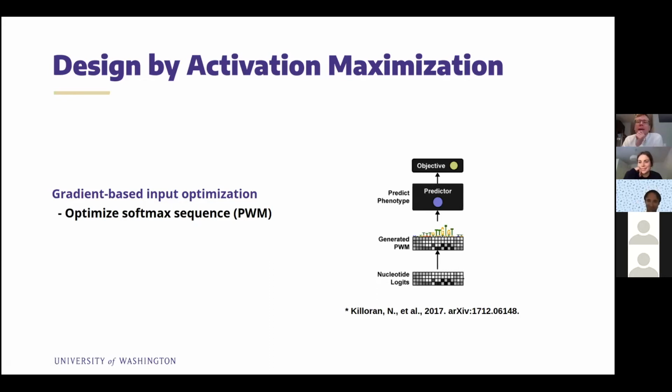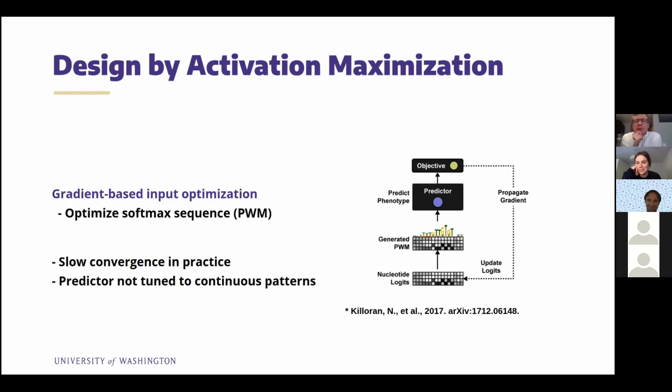All right. And then we can essentially use backpropagation, because this whole pipeline is differentiable, to optimize the parameters to maximize the predicted fitness. Now, what we noticed was that this original version of the method converges quite slow in practice. And more importantly, this fitness predictor model has only ever been trained on proper one-hot coded discrete patterns and may perform arbitrarily bad on these continuous relaxations.